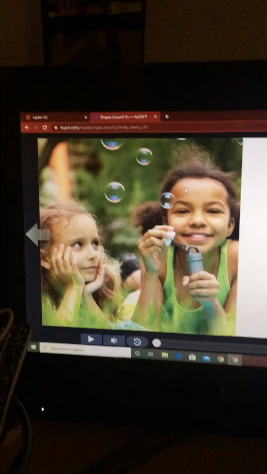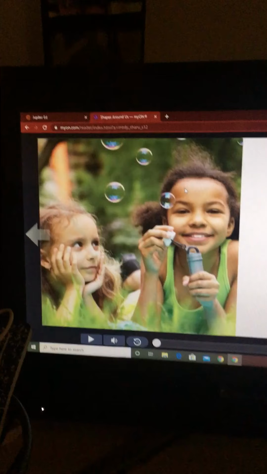This book is called Shapes Around Us. So let's look at the front of the book. What do we see here? What do you notice? What shape is this that goes around and around? It has no sides. It is a circle.